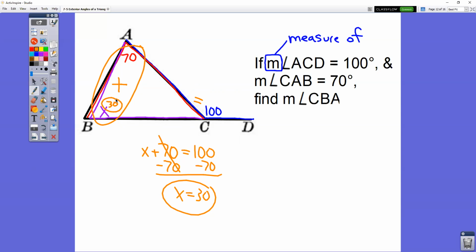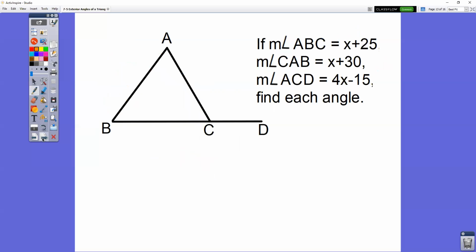Always make sure that your answer makes sense. 70 plus 30 does give you 100. Take a look at this next one.